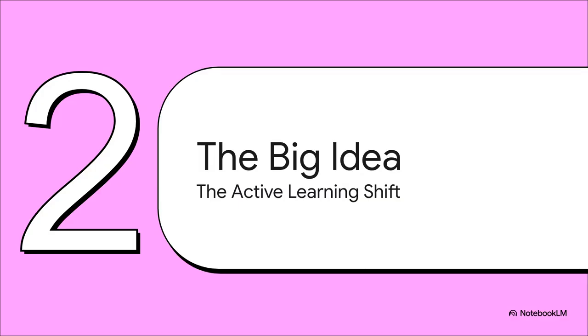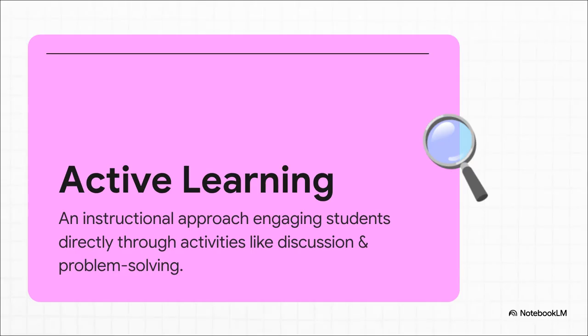And that, right there, brings us to the big idea, the core strategy that makes this whole shift possible. It's called active learning. This is how we're going to win the engagement game. So what is it, really? Well, active learning is basically any approach that gets students directly involved in the learning process. And here's the key thing. Instead of just sitting there passively soaking up information, students are actively doing something with it. They're applying concepts. This isn't about busy work, it's about making the learning deeper and making it actually stick.